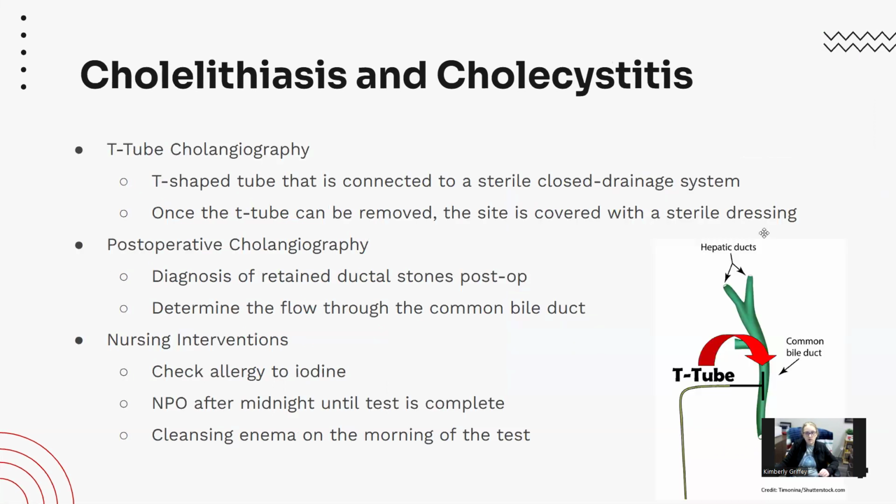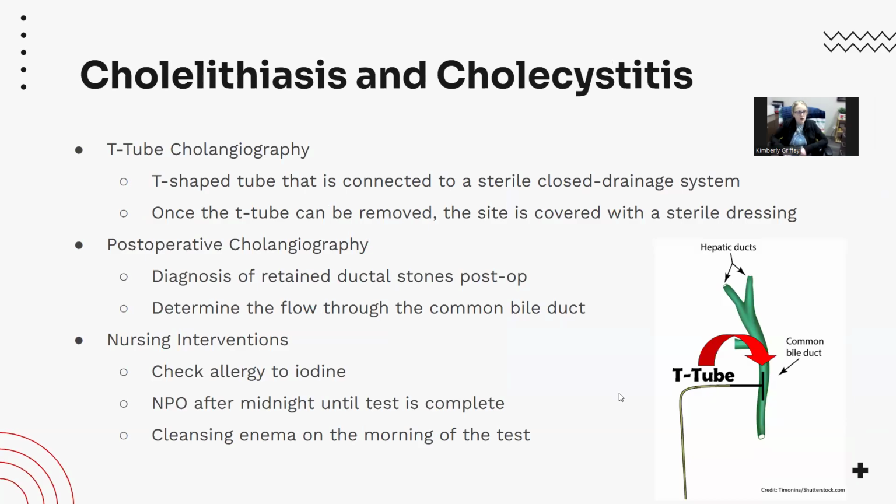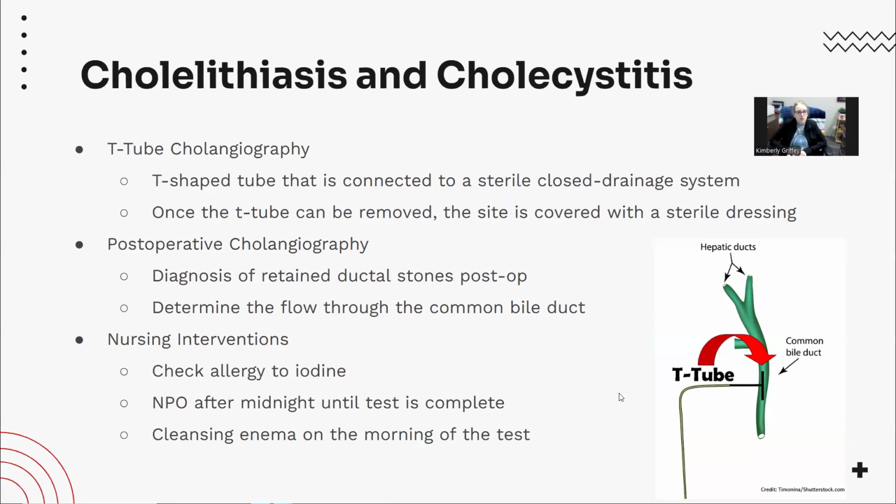They can also do a T-tube cholangiography. So they'll take a T-tube shaped tube that's connected to a sterile closed drainage system. So the end of the tube exits out of the abdominal wall so dye can be injected, and then X-ray films are taken. And they can look to see if any stones are retained following surgery. Once the T-tube is removed, the site's then just covered with a sterile dressing.